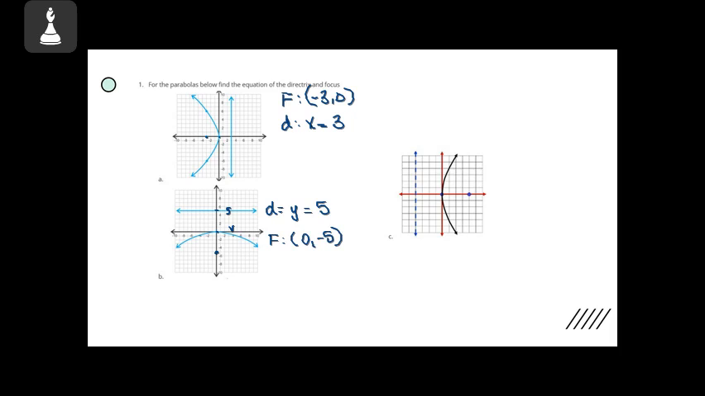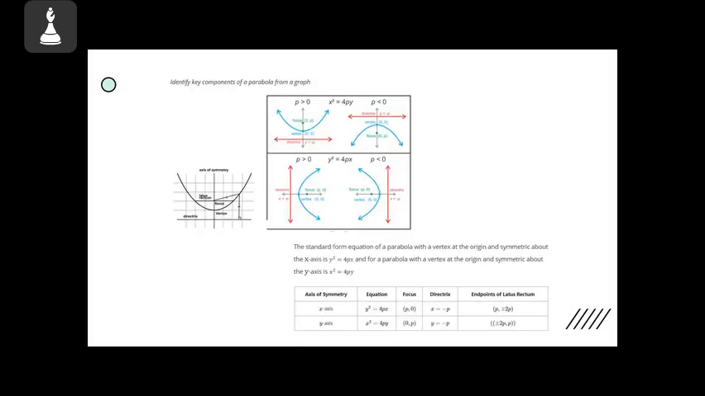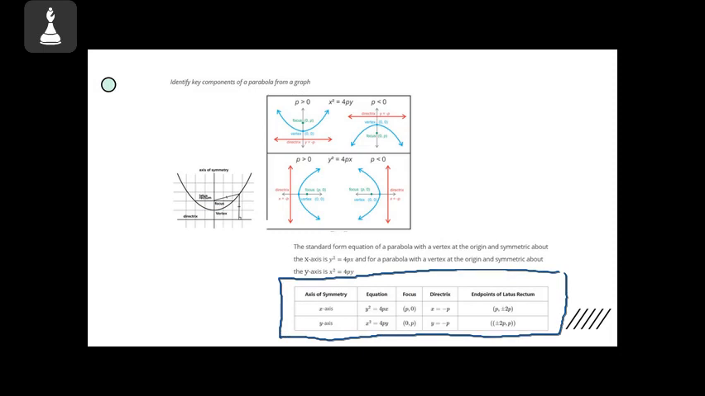And then our last one here, here's our vertex, here's our focus. We are at 1, 2, 3, 4, 0. And our directrix is going to be 1, 2, 3, 4 back here, -4. And a vertical line is x equals -4. And remember, you don't have to have these memorized. You can always copy this table into your notes and have it ready to use when you're doing your homework and your test.